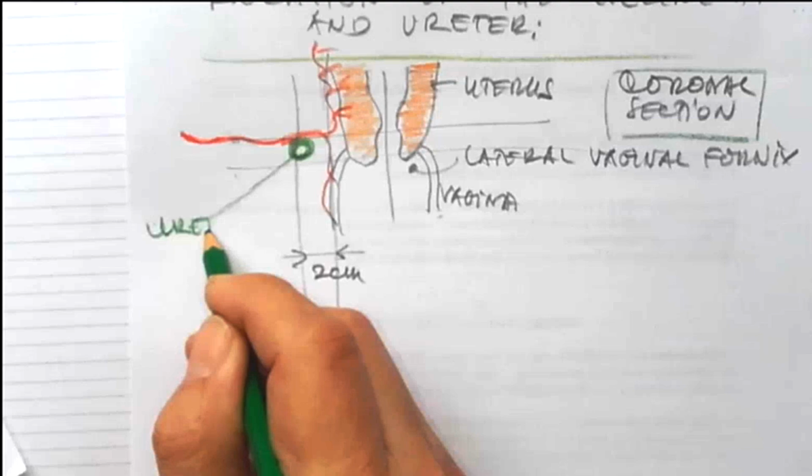Here's the fundus. But that portion where the urethra passes through the wall into the urogenital diaphragm in the female, or into the prostate, is called the cervix. So that portion is called the cervix of the bladder.